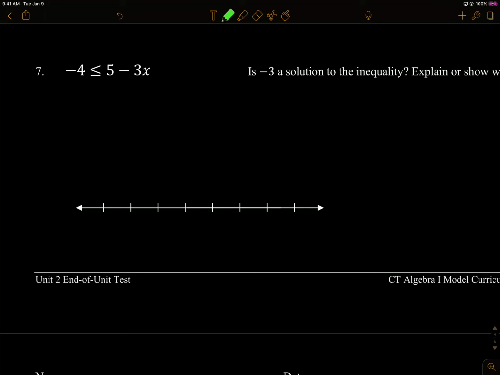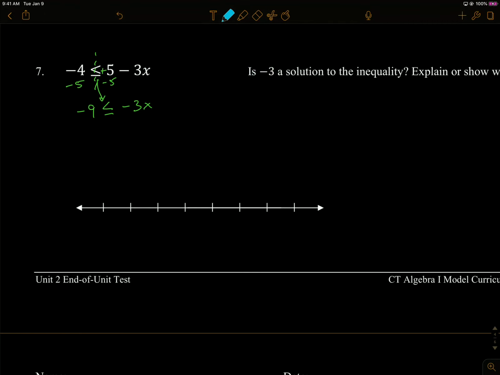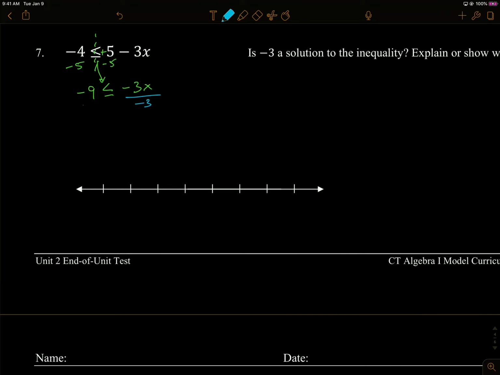To solve this inequality, x appears only on the right side, so that's good. I'm going to start by getting rid of that plus 5, so I'm going to subtract 5 off both sides. I'm left with negative 3x on the right side, and on the left side, I get negative 9. Notice I don't have to flip the inequality because all I did was subtract 5. We only flip the inequality when I multiply or divide by a negative number. In the next step, I've got to get rid of the times negative 3, so I'm going to divide by negative 3 on both sides.